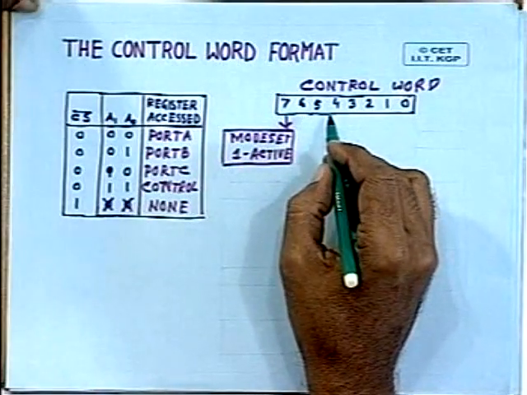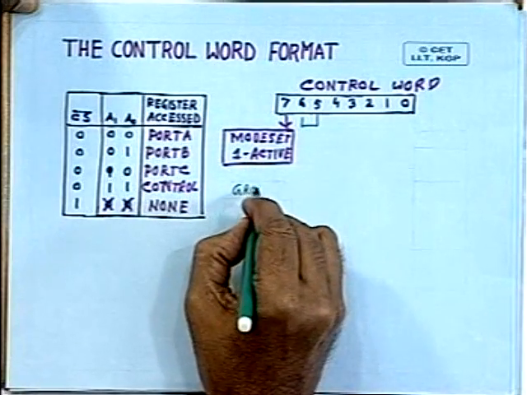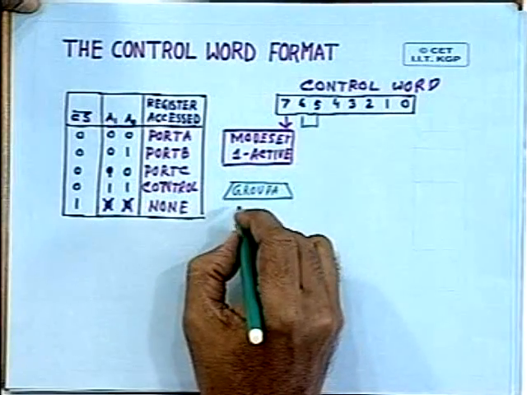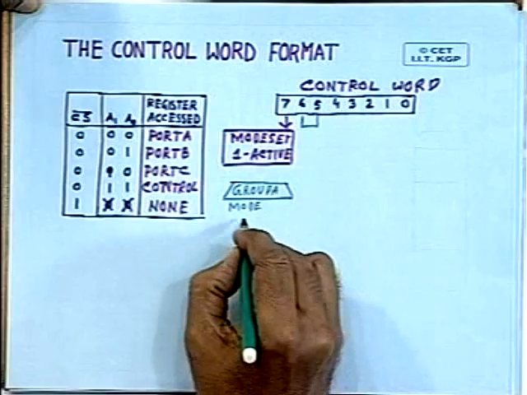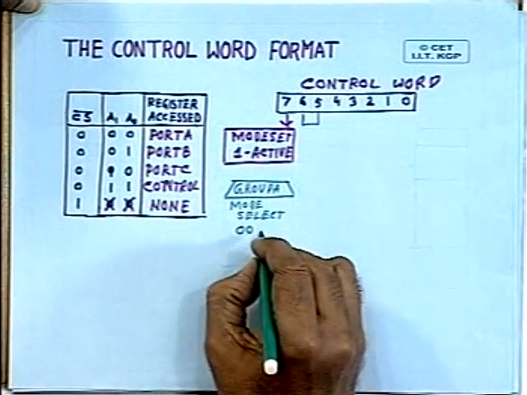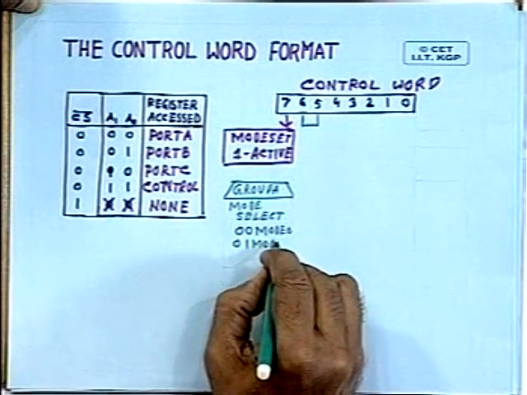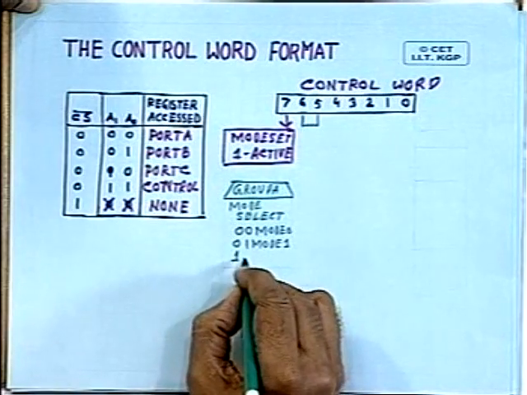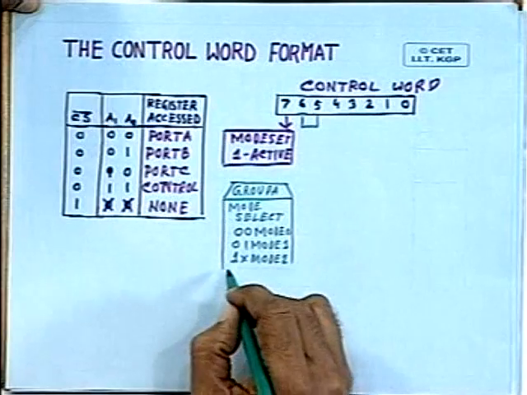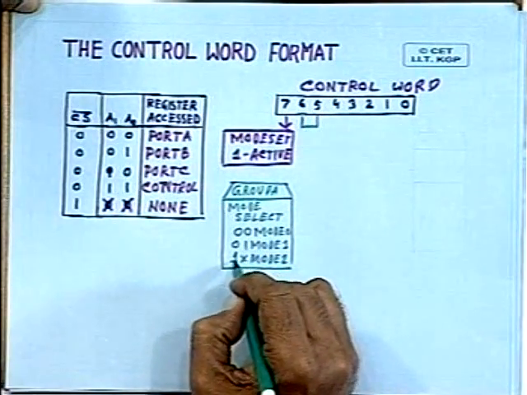And then bits 6 and 5 are used to control the operation of group A. So, group A operations are controlled with the help of these two bits. This is the mode select: the mode of operation of group A devices is selected here. Whenever these two bits are 0 0, then mode 0. Whenever it is 0 1, mode 1. Whenever it is 1 0 or 1 1, then mode 2. That means the device can be configured in three different modes, mode 0, mode 1 and mode 2, by writing 00, 01 and 10 or 11 into these two bits.